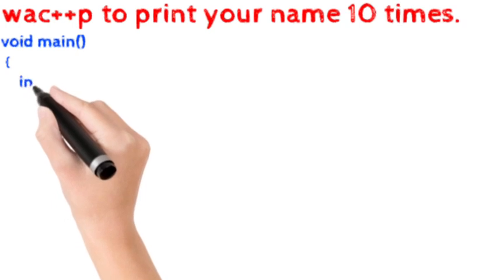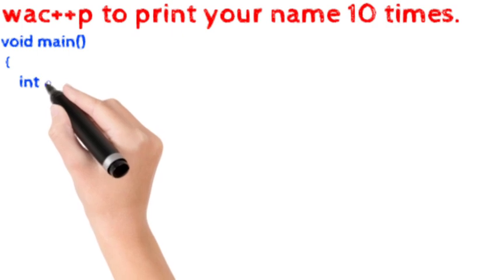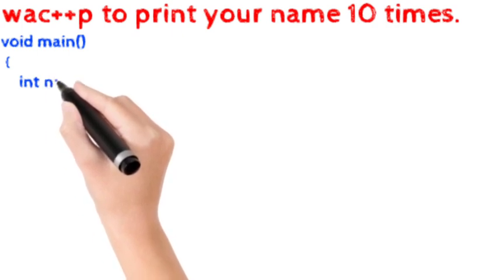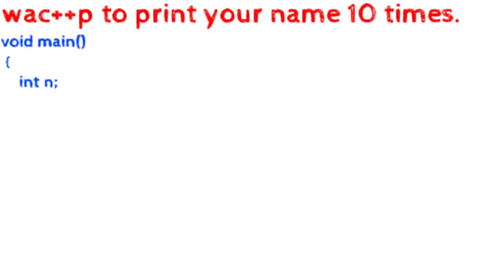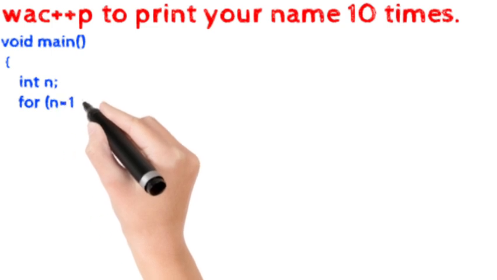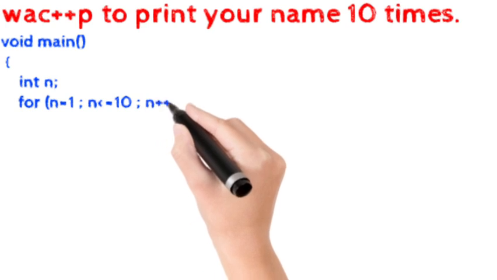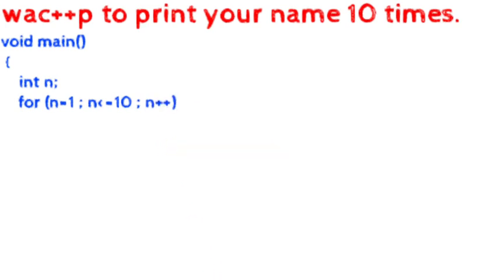Then according to the program we have to take one variable. In this case I am taking an integer variable n. Then we have to start the loop from 1 as we have to print a name 10 times. So the for loop will start with n equal to 1, that is initialization, and it will continue till 10, so it is written n less than equal to 10. Thereafter, as the loop is continuing from 1 to 10, n plus plus has been done.